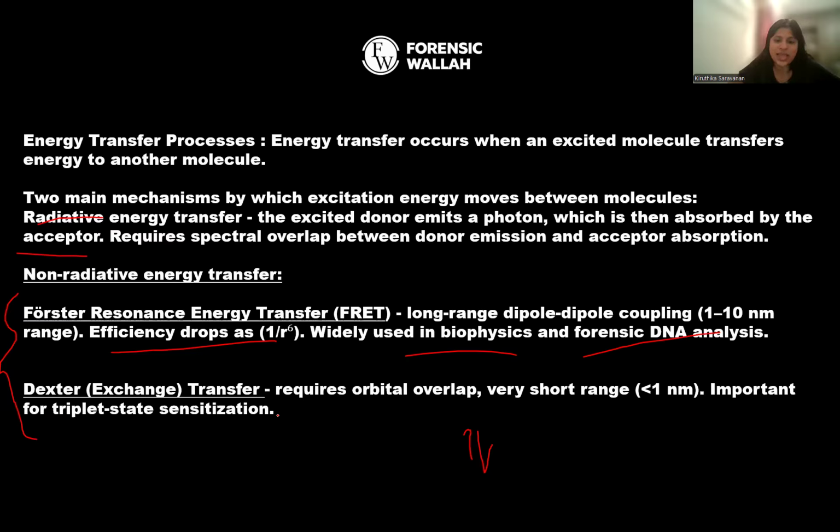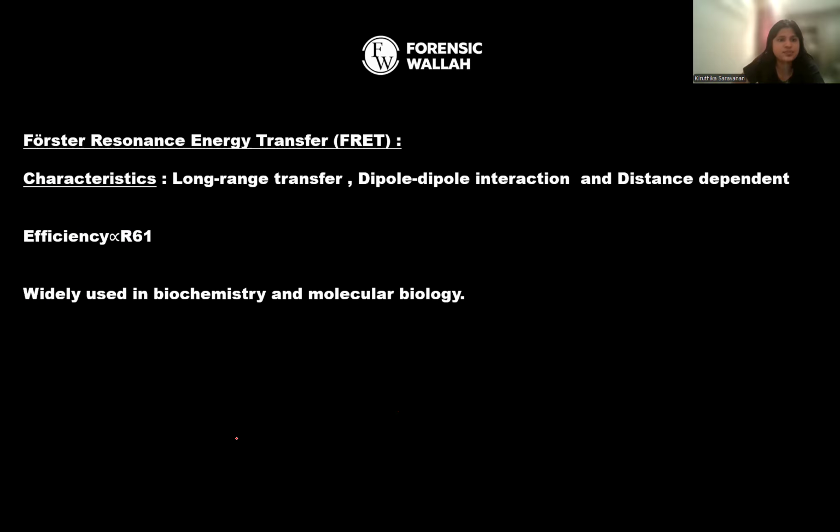Now coming to Dexter exchange, here the orbitals are overlapping. So the electron configuration will be there, right? So there is overlapping of orbitals happening. Because of the overlapping of orbitals they are extremely sensitive. That is why they are used in triplet state sensitization reactions and all. Since they are very sensitive, we can use it in triplet state sensitization reactions. That is about FRET and Dexter exchange transfer.